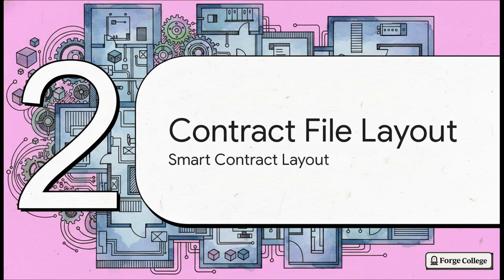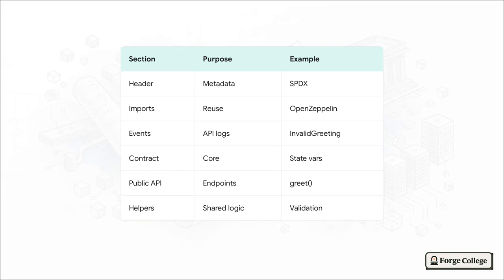Moving right along to part 2, smart contract file layout. Think of your Solidity file exactly like zoning a building. You want a linear, totally predictable floor plan. At the very top, we have our header for legal metadata, like the SPDX license. Next, imports bring in outside materials, think OpenZeppelin libraries. Then, before the core logic, we declare errors and events. After that, the contract block opens with state variables, followed by public API endpoints, and finally, tucked away at the very bottom, are internal helpers.